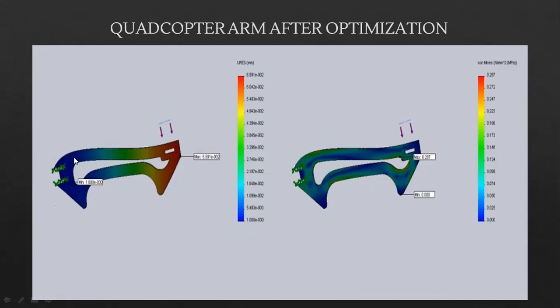I'm sorry, here you have less displacement, isn't it? 1e minus 3. Yes, here you have less displacement, here you have more. Basically because you have fixed this end. This is basically part of that quadcopter, right? Wherein you have this load simulating the load of the motor, weight of the motor.